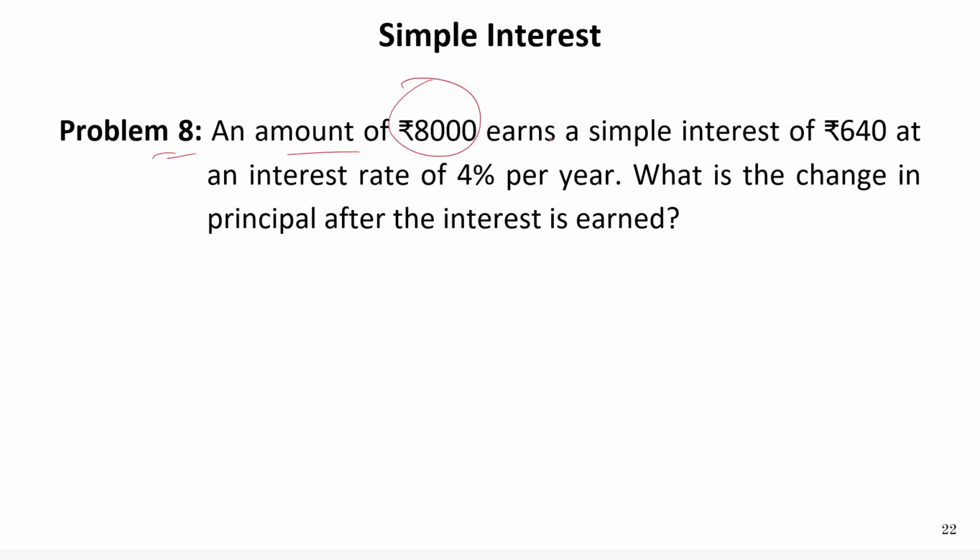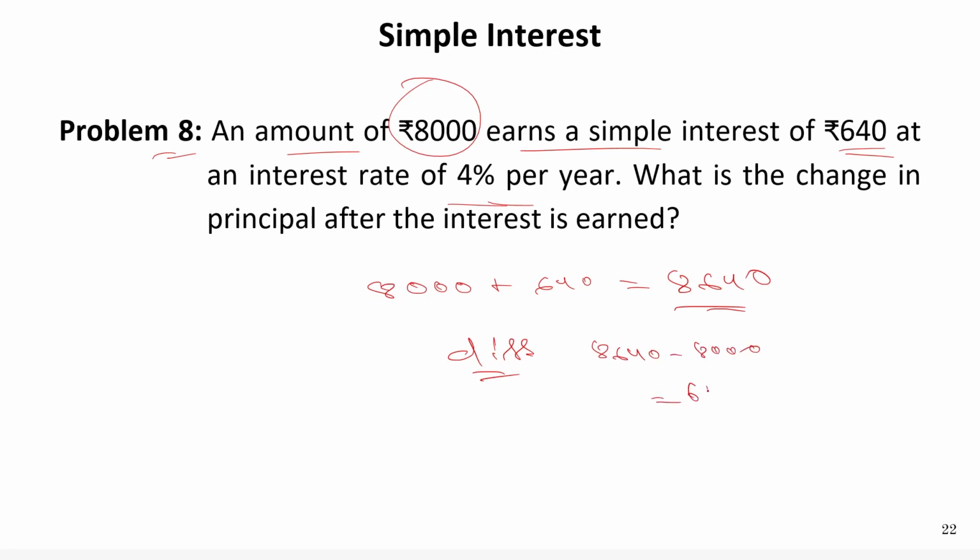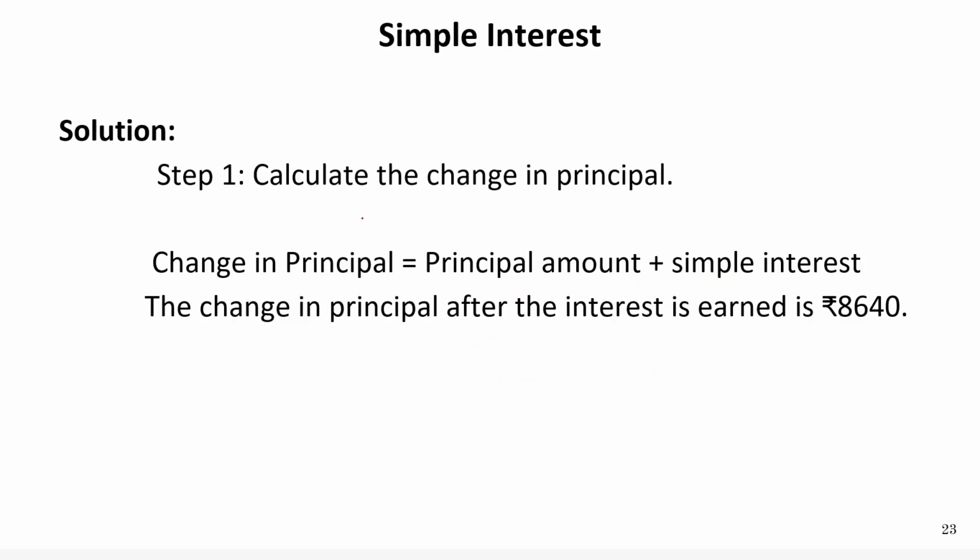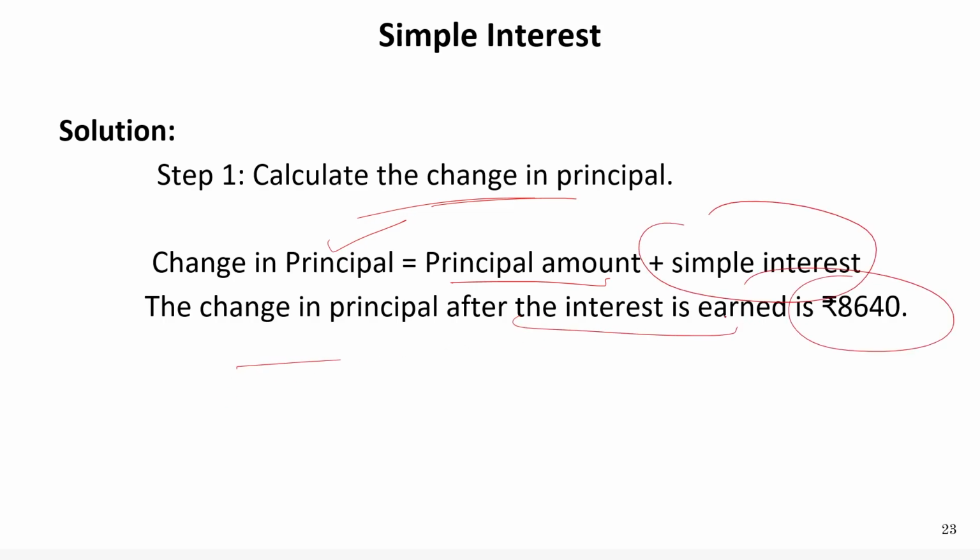An amount of 8,000 earns a simple interest of this much amount at an interest rate of this much. What is the change in principal? So change in principal is equal to the original principal value plus the interest earned, that is 640. This is equal to 8640. So the difference will be what? Difference is equal to the changed value minus original value, that is 8640 minus 8,000 is equal to 640. That is the amount of interest earned. So the changed value will be 8640. So calculating the change in principal is equal to principal amount plus simple interest. So change in principal after the interest is earned is 8640.